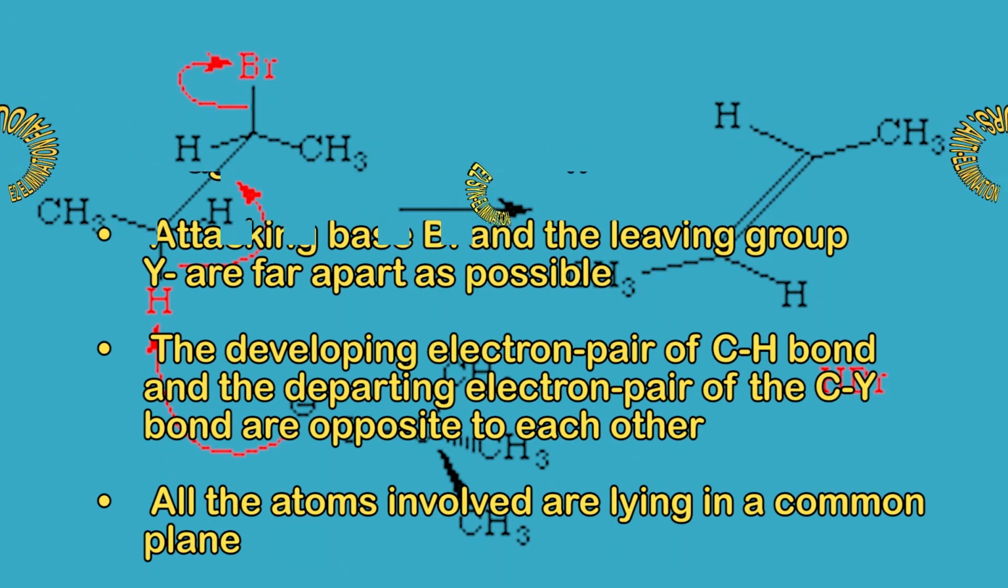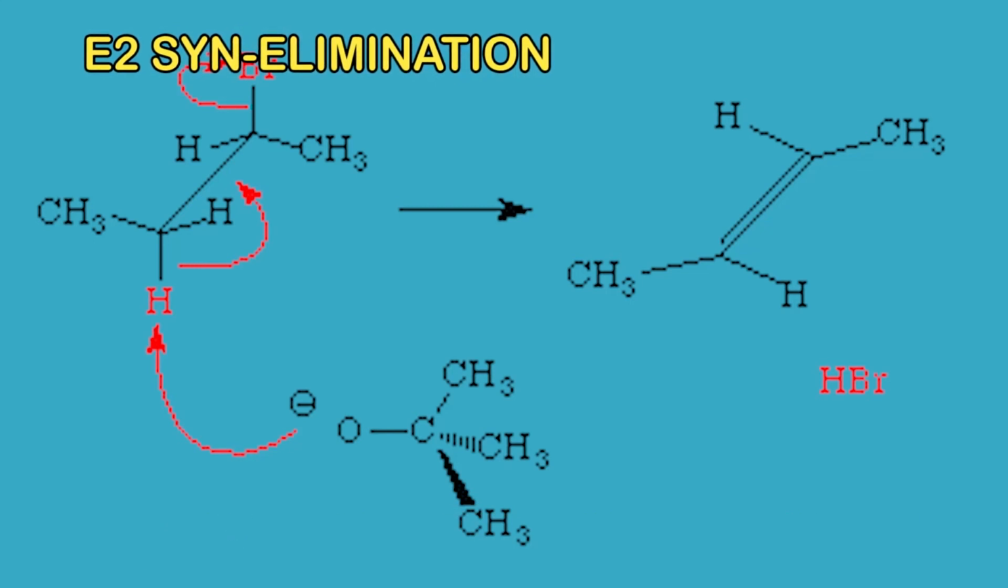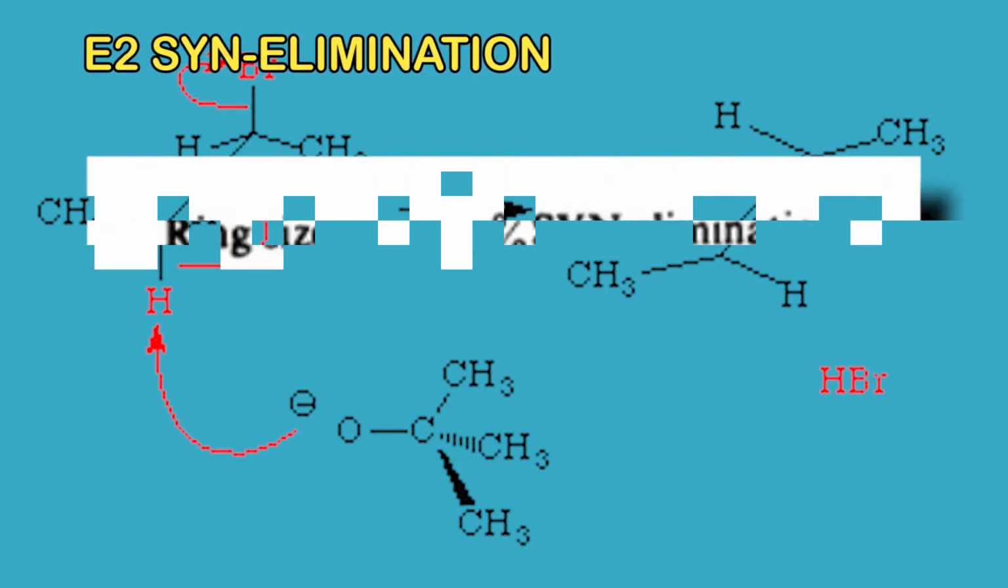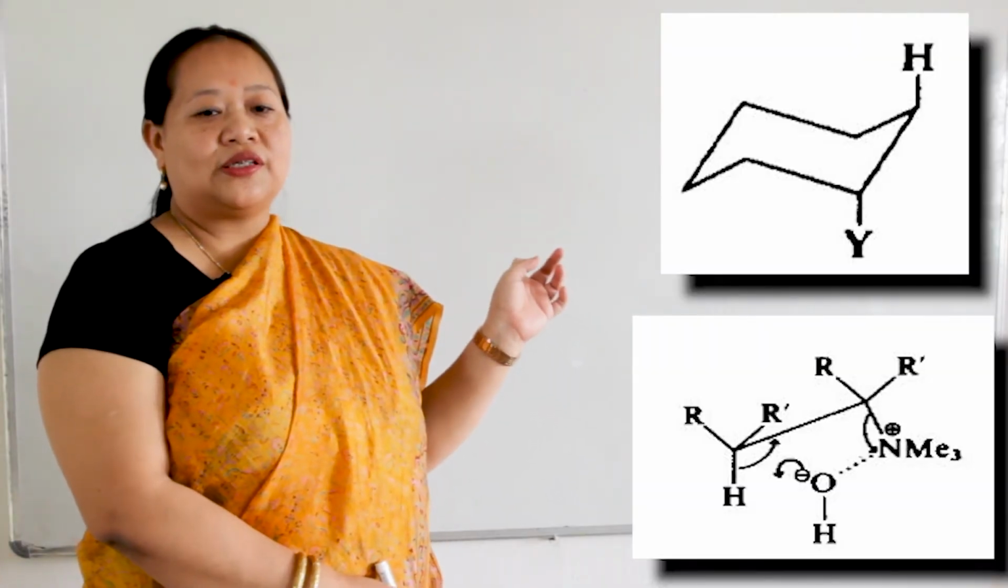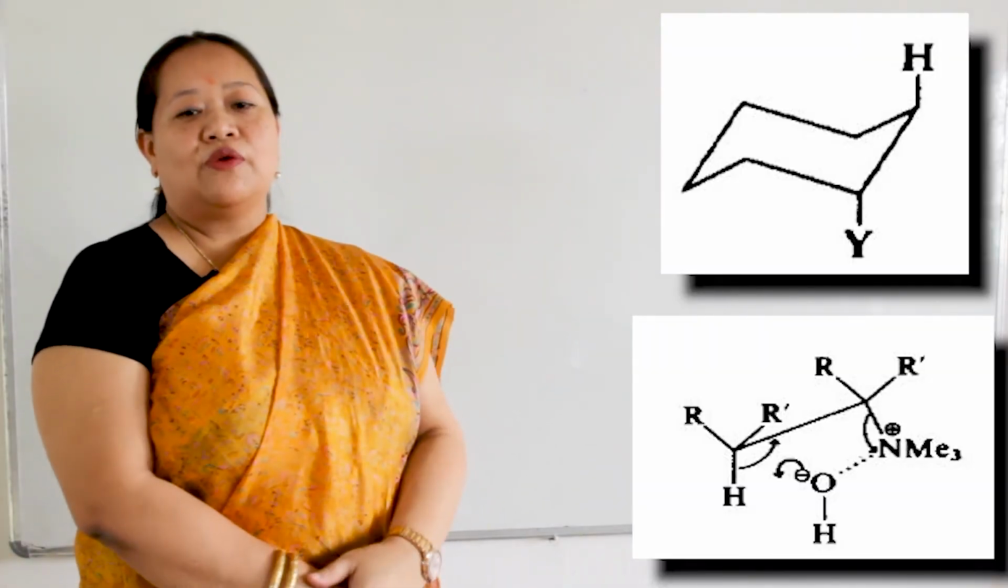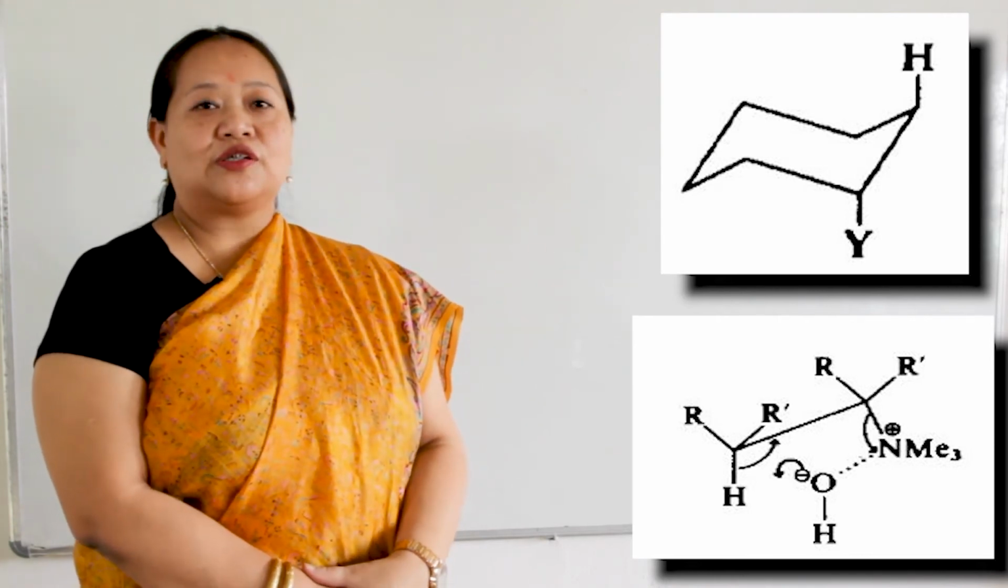There are some more examples where we have the E2 syn elimination. For example, it will depend on the ring size. If we have cyclobutyl, then the syn elimination percentage of the product is 90%, cyclopentyl gives 46%, cyclohexyl gives 4%, and cycloheptyl gives 37% of syn elimination product. Now, the third point, the cyclohexyl compounds, give only 4% syn elimination, that is, more or less syn elimination does not take place.